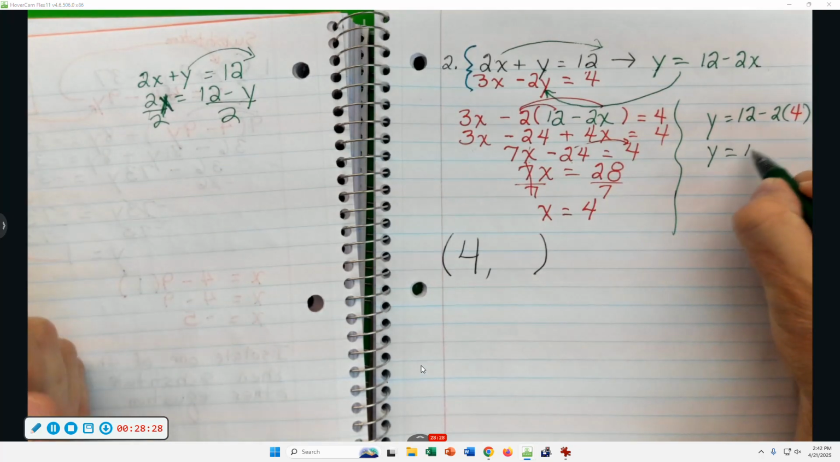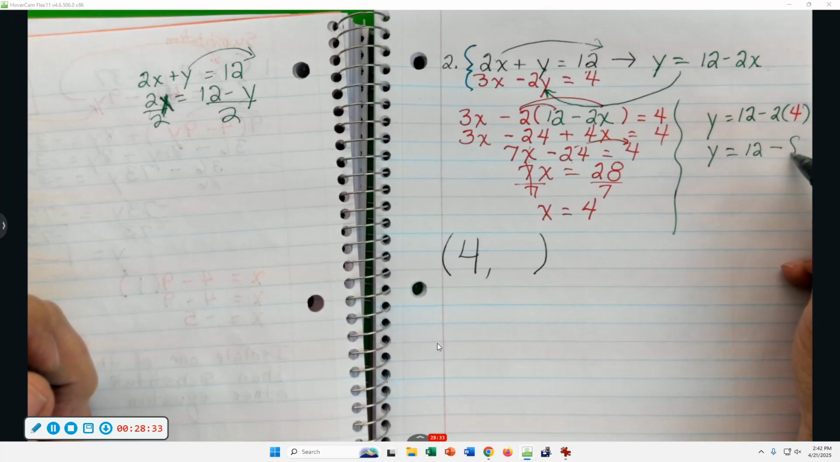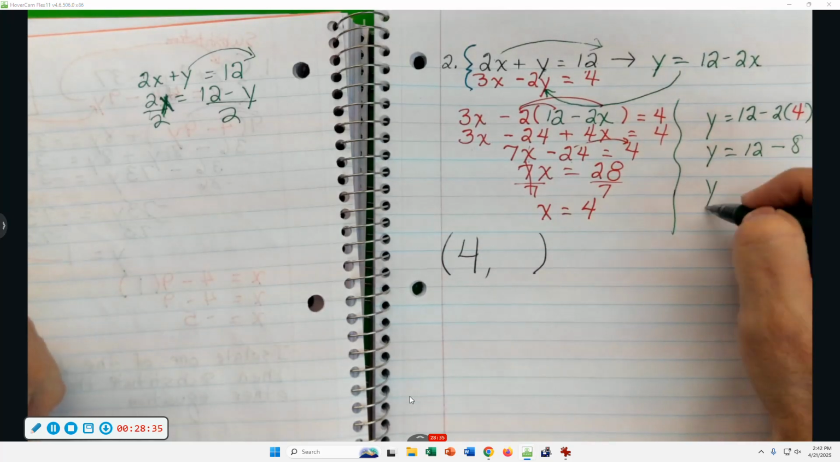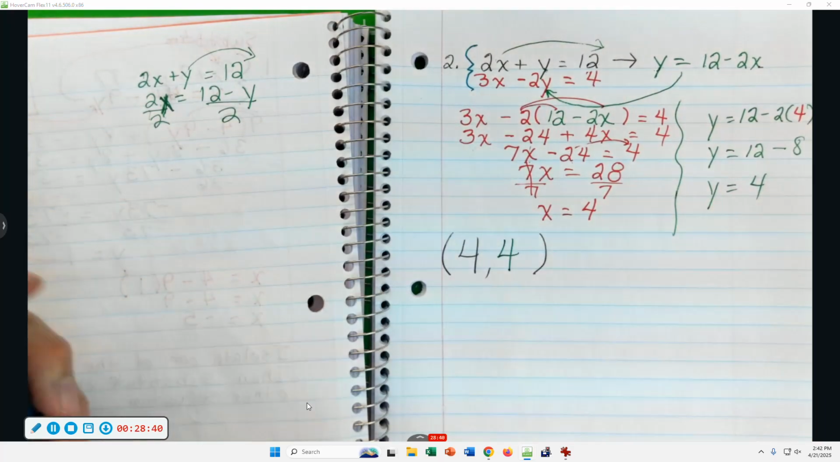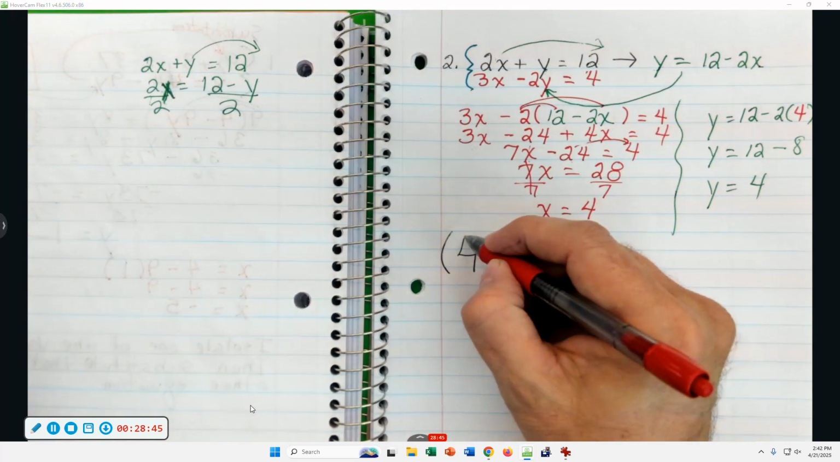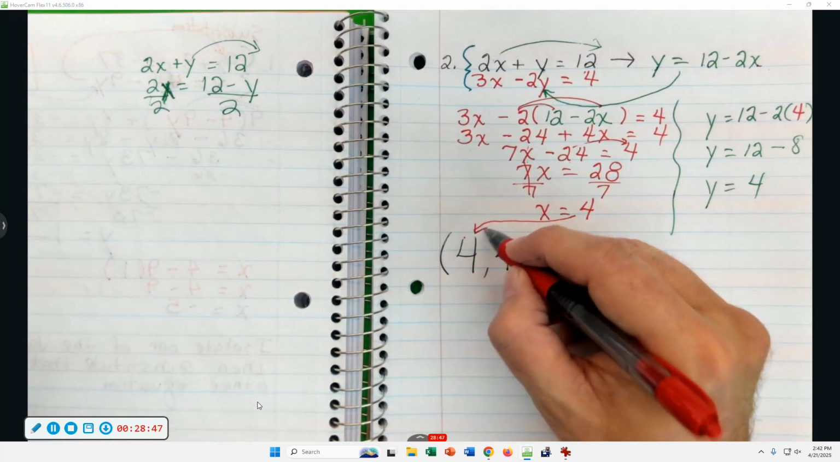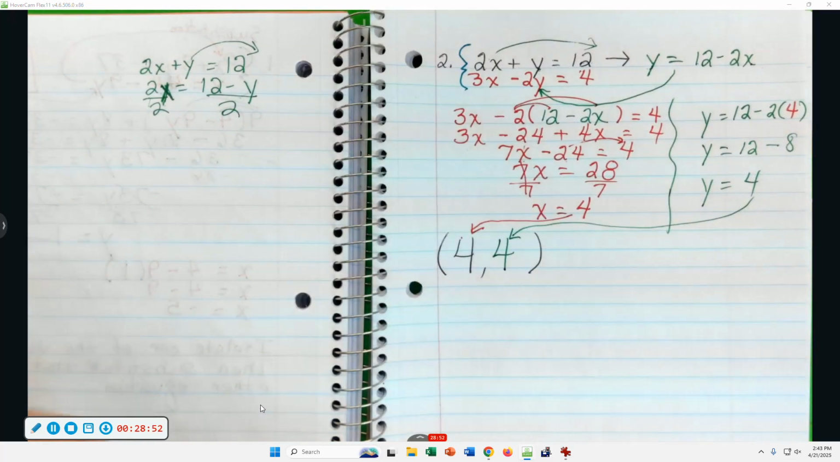Is anyone following what I'm doing? Hey, are we getting 4 again? Well, it won't always work like that. And on this one, why did I write the x in black? I should have written it in red. I'll just say x and y. Okay. And this is called substitution.